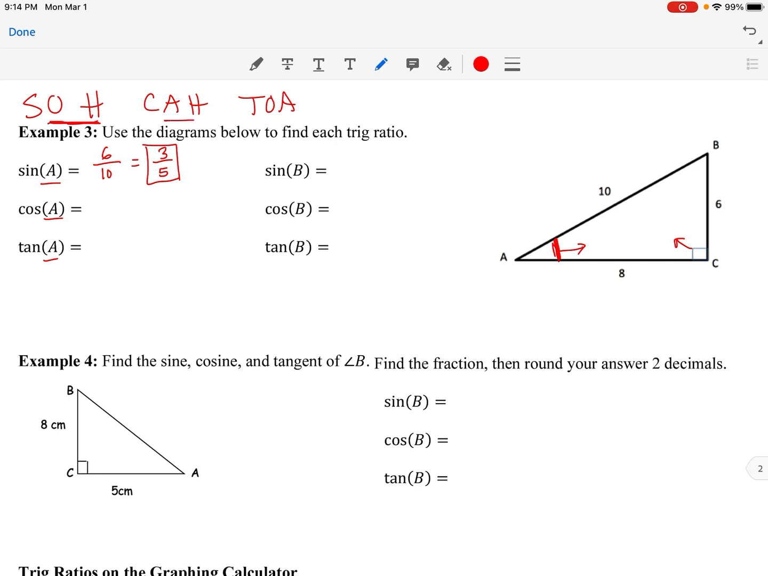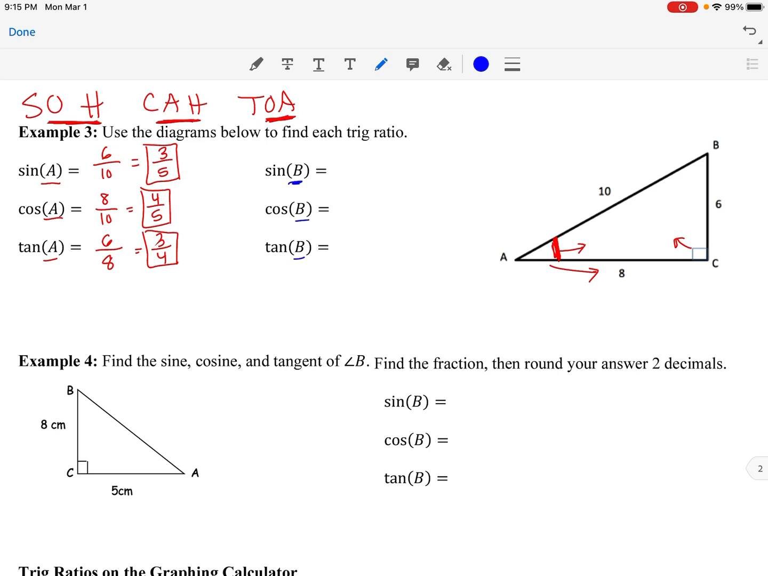All right, cosine of A is adjacent over hypotenuse. So this time my adjacent side, the one that's next to my angle, is 8. My hypotenuse is 10, so I can reduce that to 4/5. Tangent is opposite over adjacent. So still looking at angle A, my opposite side is 6. My adjacent side is 8. I can reduce that to 3/4.